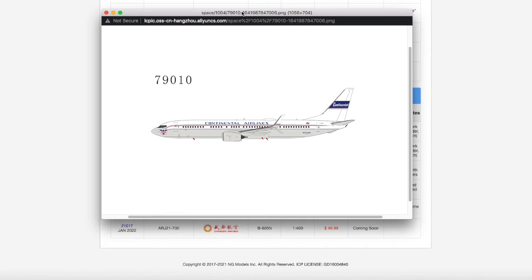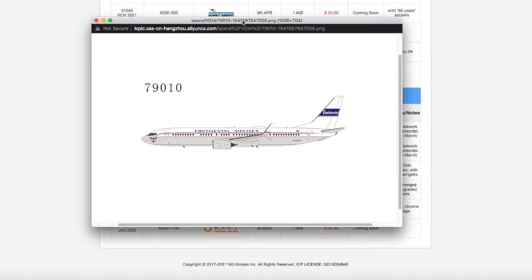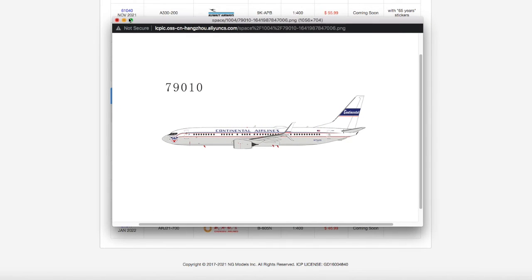This one I'm definitely going to get, as I have seen this not only in Denver, but I've also seen it in Newark before. So the registration on this thing is, remember, N75435, and it's in the retro livery, as you guys can see. It's 1:400 scale, and it's $46.99.